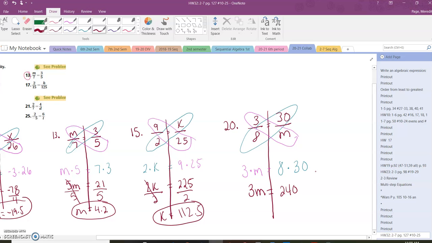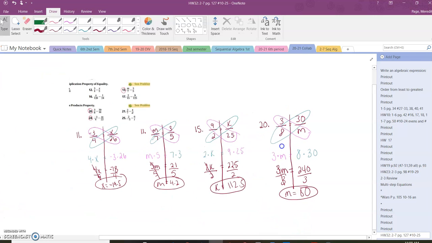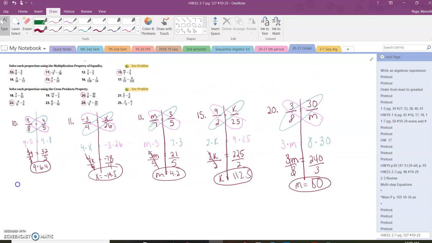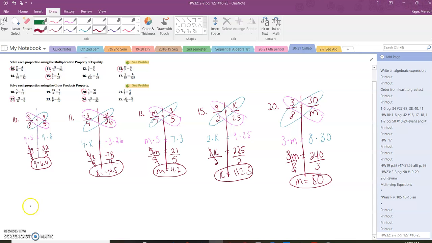Now I am going to divide both sides by 3, and you end up with 80. Circle it, you are done. Let's take a look at, we got 2 more to do, and then you guys should be able to do these on your own. 22.